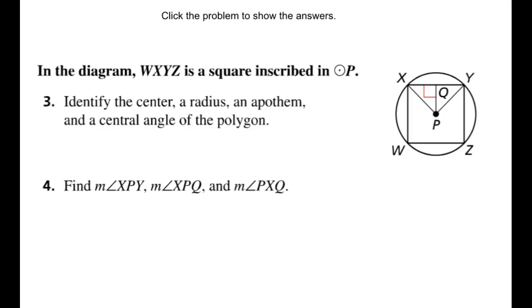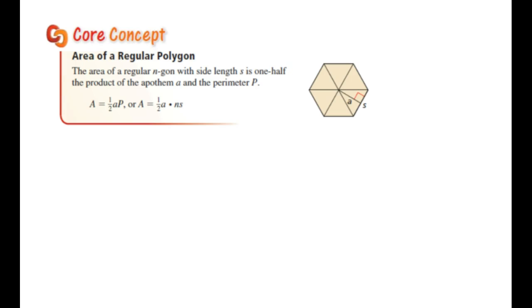Here are some that I want you to try, especially look down here, try and find these missing angles. So now we're looking at the area of this regular polygon, right? This is our third learning target, to find the area of this regular polygon.